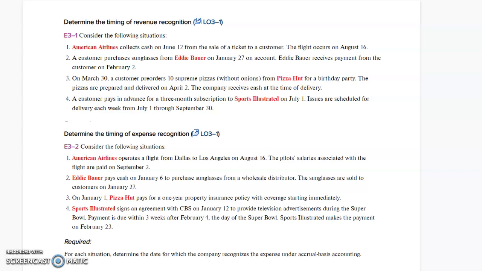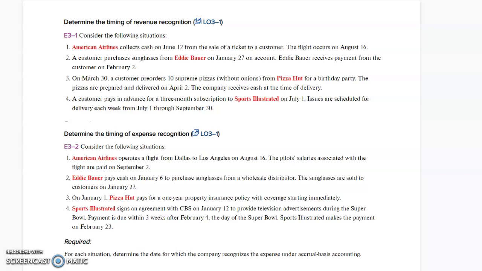Number 4, customer pays in advance for a 3-month subscription to Sports Illustrated on July 1. Issues are scheduled for delivery each week from July 1 through September 30th. When they receive the cash in advance, again, we're going to debit cash to make it go up, credit unearned revenue, liability, and then as the subscriptions are filled, then we're going to record the revenue as it is earned each month. Exercise 3.2, expense recognition.